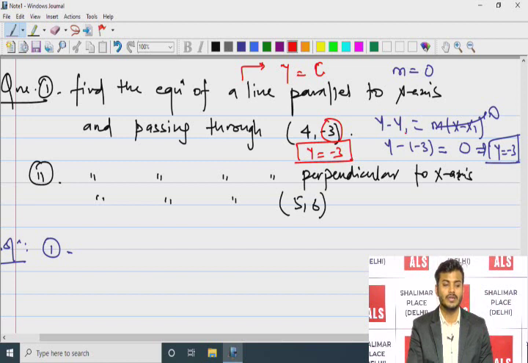Or this is the other way. If you want to do it completely, starting from the value of m and x1, y1, you can do this: y equals minus 3. Clear?